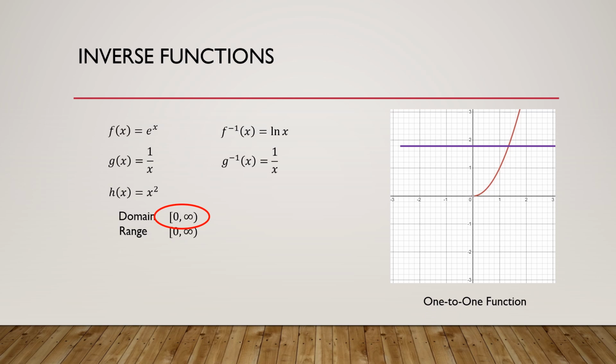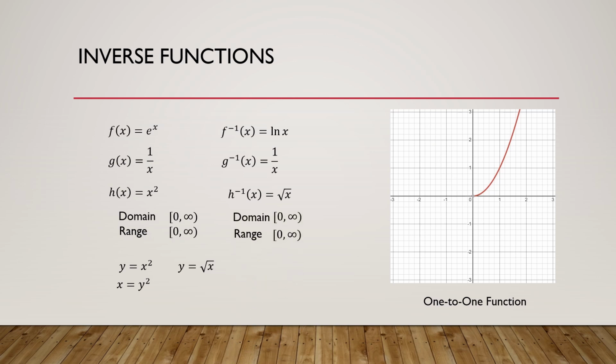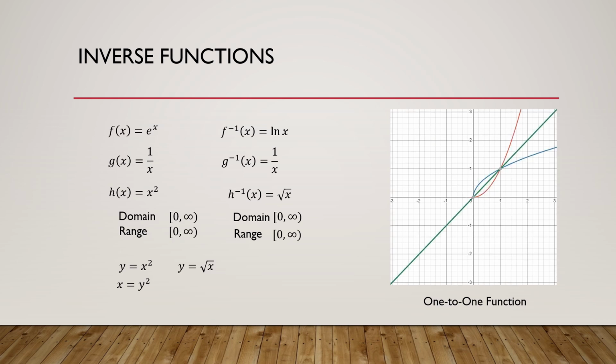We then find the inverse. Y equals x squared, then x equals y squared. Take the square root of both sides to get the inverse function y is equal to the square root of x. The domain of this function is all x is greater than or equal to 0, and the range is all y is greater than or equal to 0. Compare the graphs, and you'll see that they are symmetric across the line y equals x.